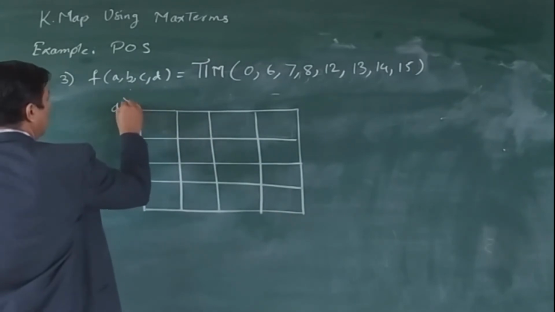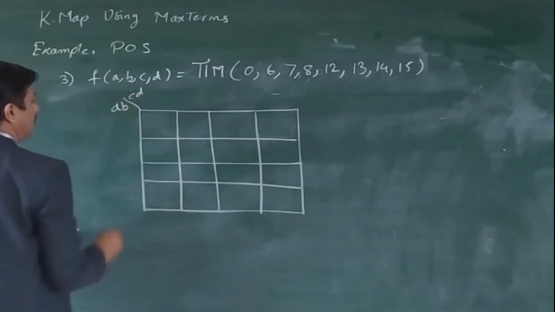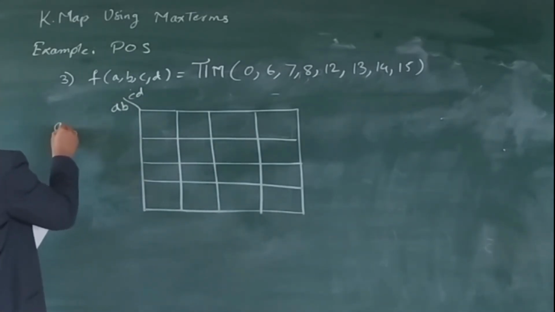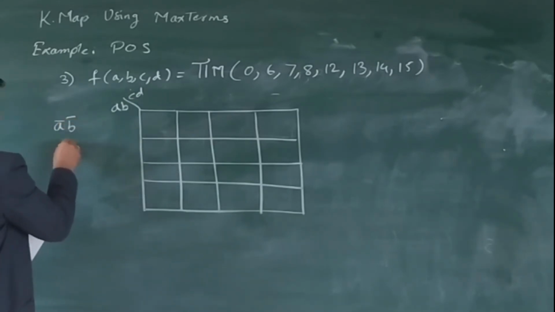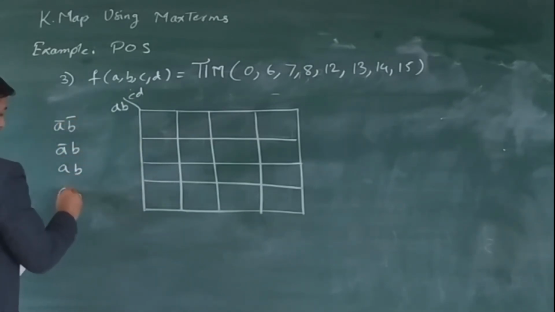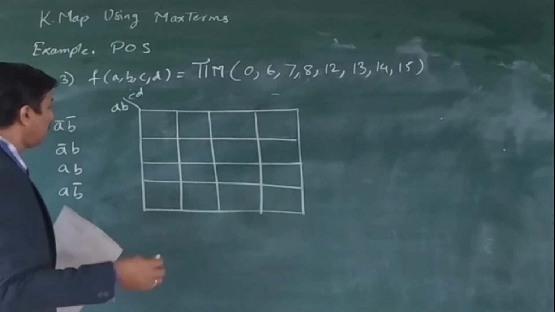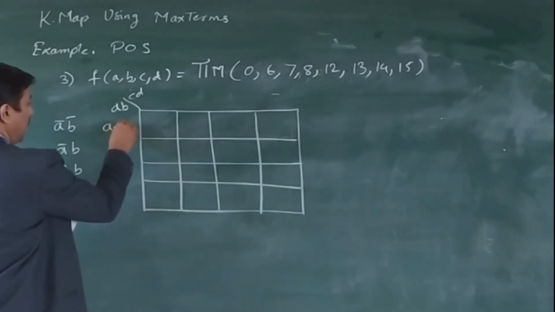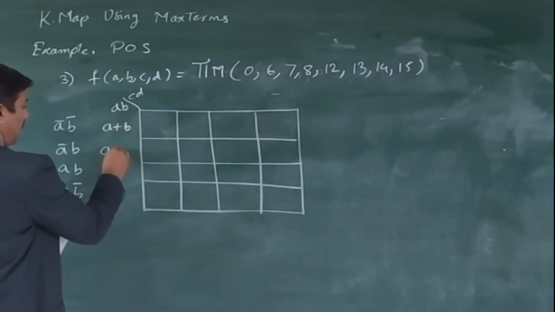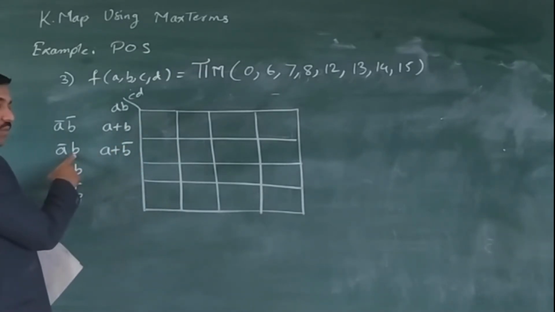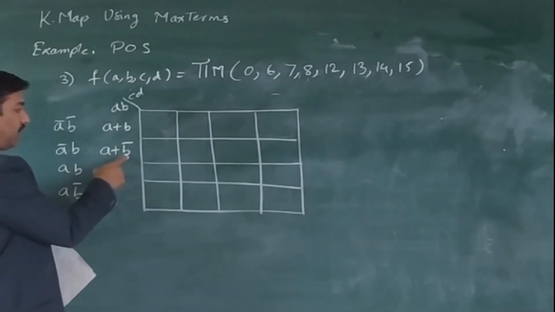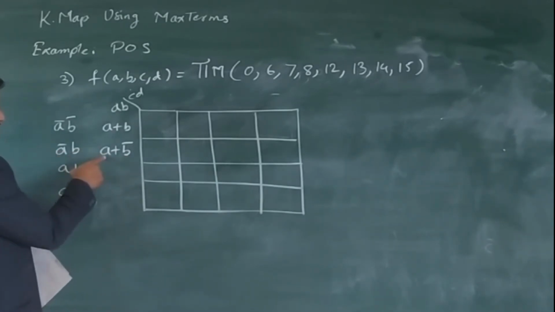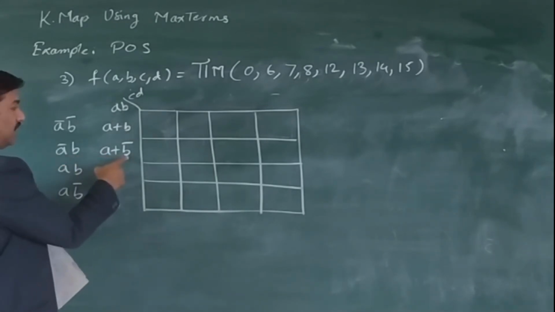So A, B, C and D. Okay, so here what you have to do is this. In product of sum, as we are going to take 0 as a priority, here it will be A plus B, A plus B bar. So 1 represents the complement form and 0 represents the uncomplemented form. So here A bar is being treated as A and B is being treated as B bar.